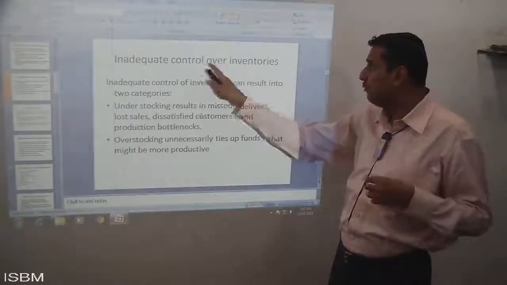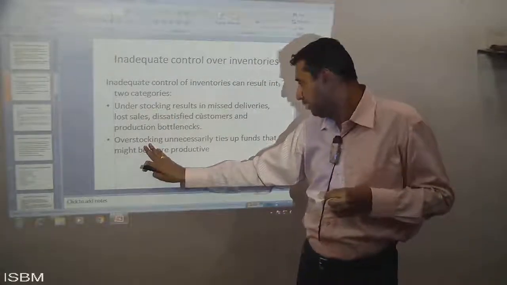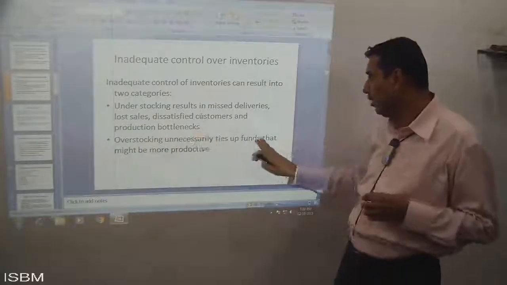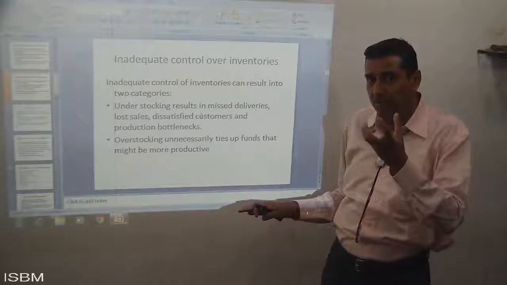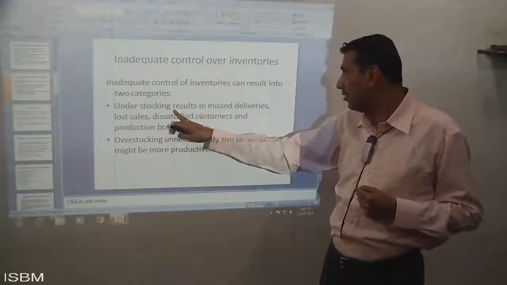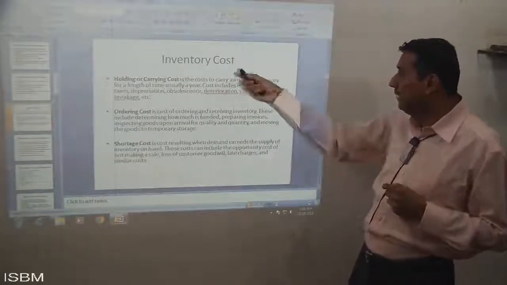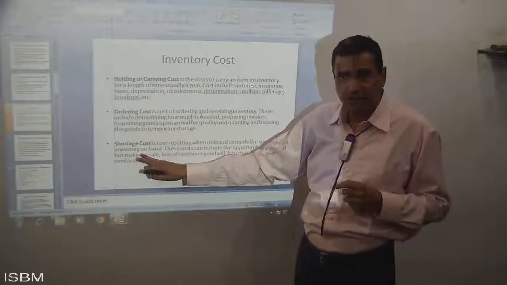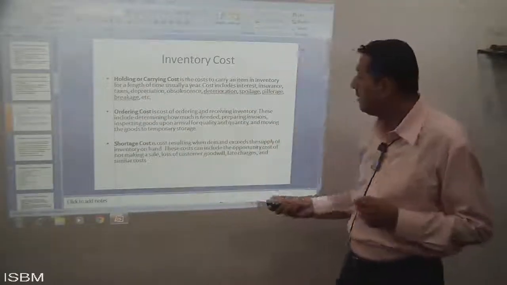What happens when there is inadequate control over inventories? Either there will be understocking or overstocking. Overstocking leads to tie-up of working capital. The whole amount is blocked if you overstock. If you understock, you may lose customer sales. There are three types of inventory cost which we have understood: holding cost, ordering cost and shortage cost.